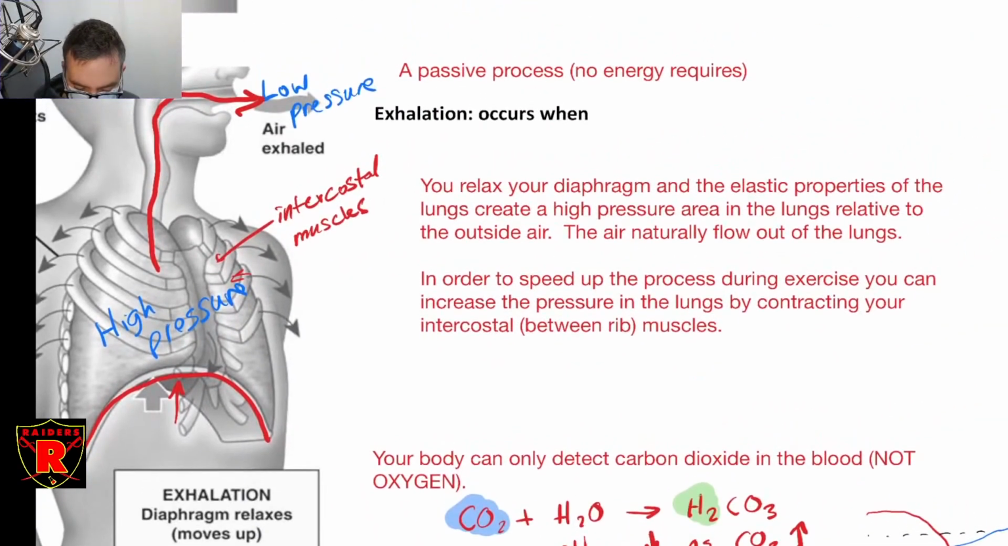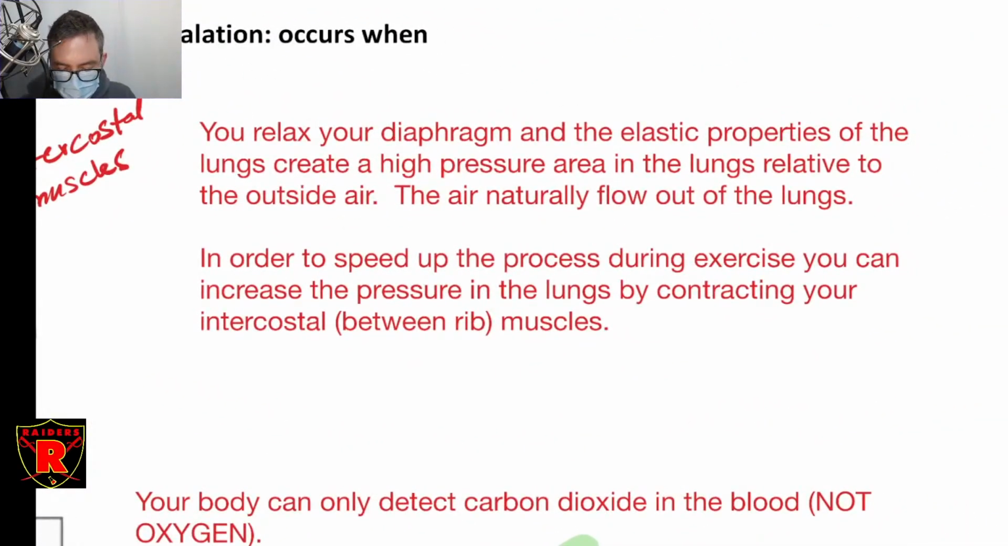I mentioned this here, that in order to speed up the process during exercise, you do need to use your intercostal muscles, those are between the ribs, to forcefully exhale. If you didn't do this during exercise, you wouldn't be able to ventilate fast enough to properly keep up with the oxygen needs of your body.